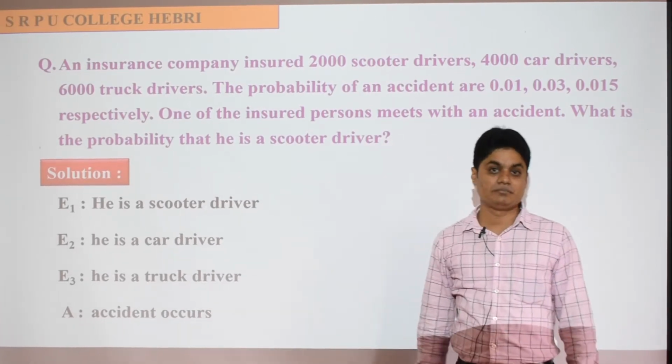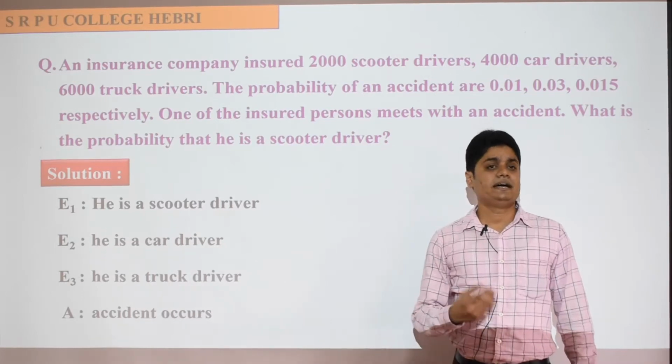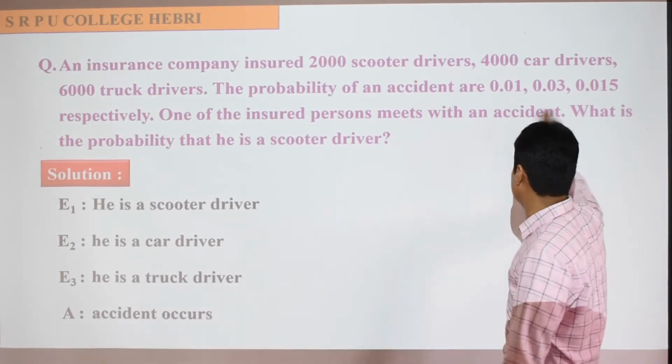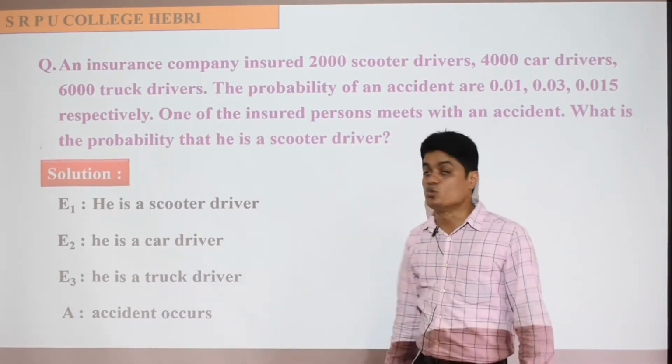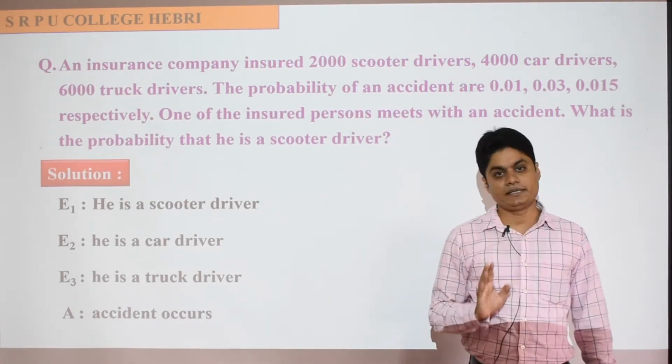So even those 3 numbers are also given. So all the 6 numbers are very easy to decide now. And what is asked actually? The selected probability that he is a scooter driver, and the probability of E1 bar A. Probability of E1 bar A.